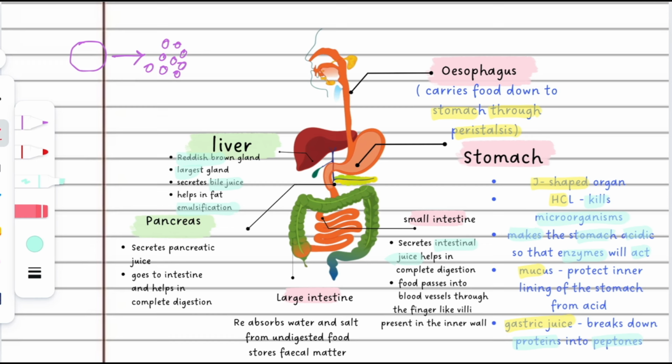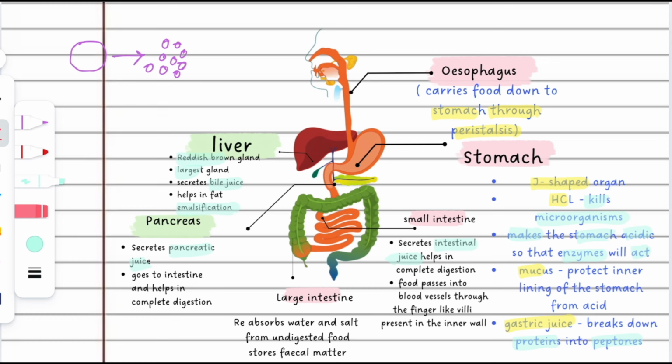Right, next is the pancreas. The pancreas is also situated in the abdominal region, but behind the stomach. This is the pancreas. It is creamy in color, and it secretes pancreatic juice. Now the liver secretes bile juice, the pancreas secretes pancreatic juice, and the intestine itself secretes intestinal juice.